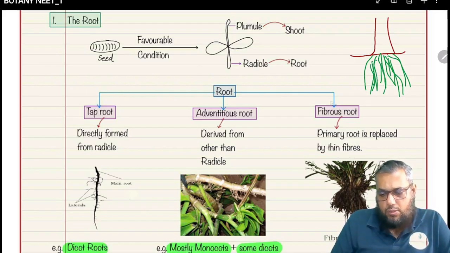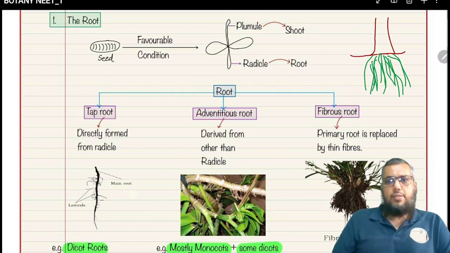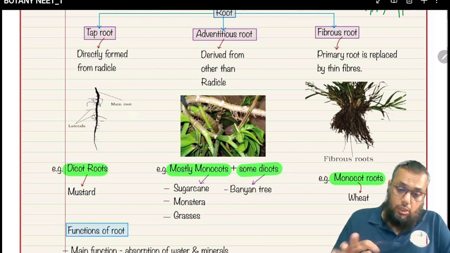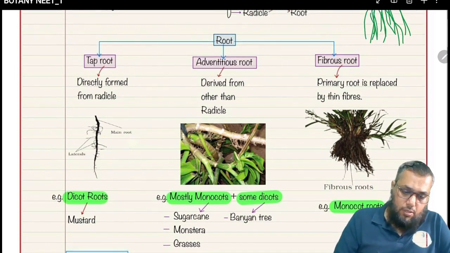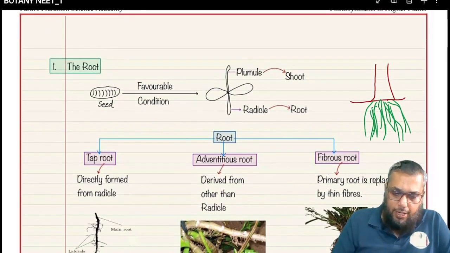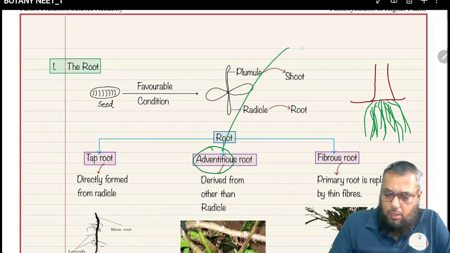So such a root is called a fibrous root, and such a fibrous root is seen in monocots like wheat. The other type is when we say that the root is adventitious. The word adventitious has a specific meaning in biology. It means other than the standard.